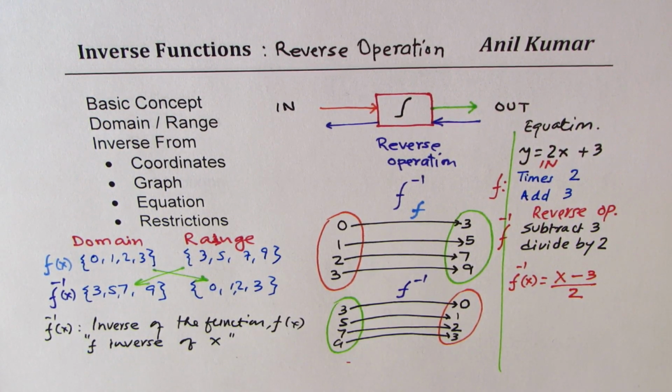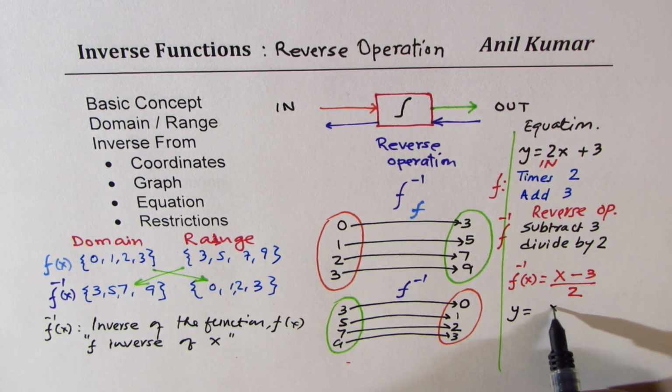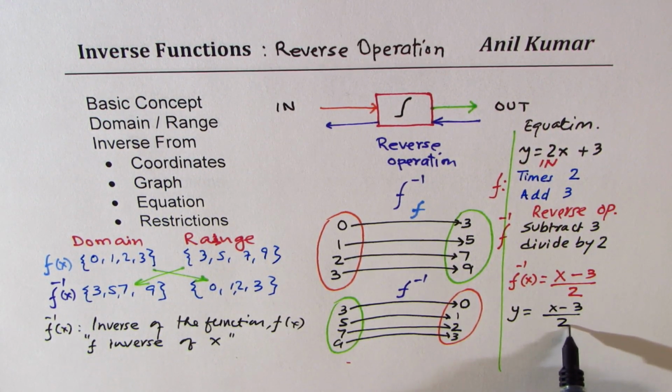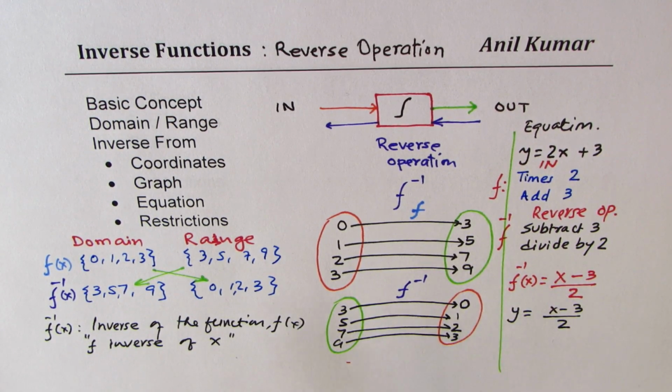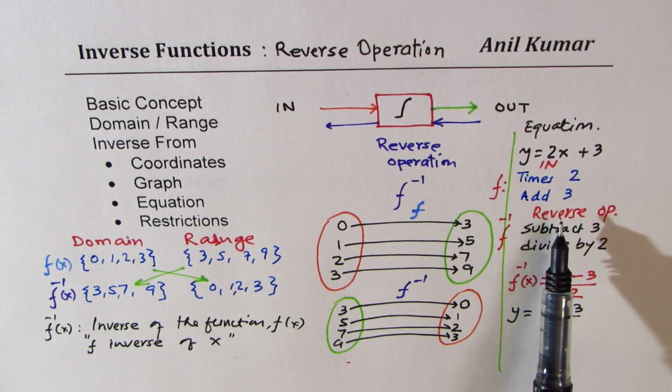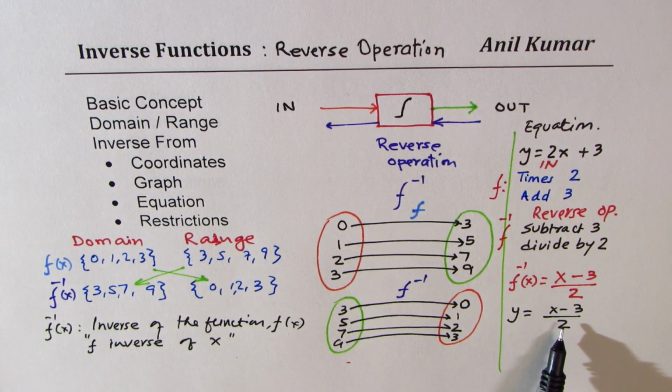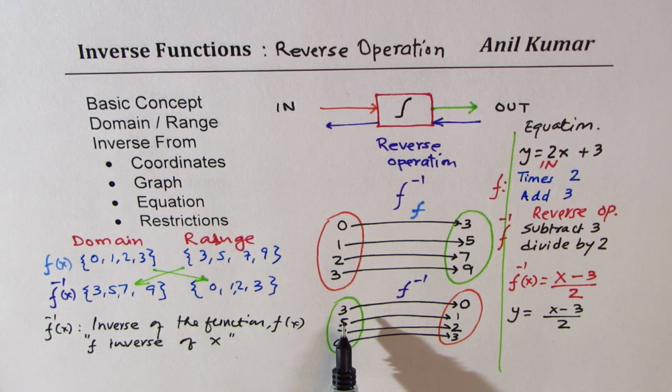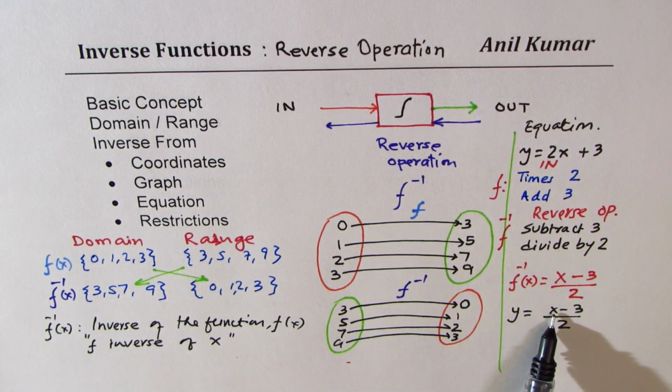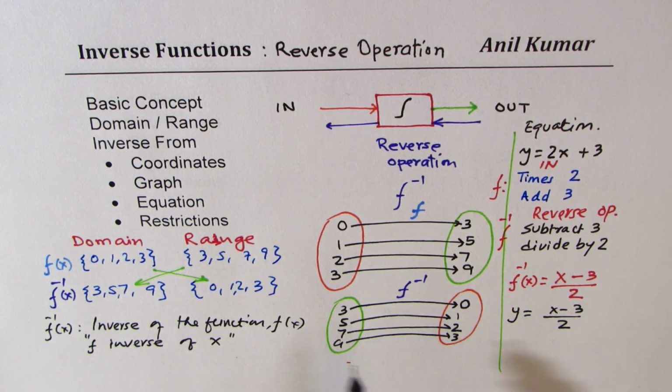Do you see that? Or that is the function notation, or we can write this as y equals x minus 3 divided by 2. So what we have done is we actually reversed the operation literally and got some equation. Let us check. If I substitute 3 for x, 3 minus 3 is 0, we get 0. If I substitute 5, 5 minus 3 is 2, 2 divided by 2 is 1. 7 minus 3 is 4, 4 divided by 2 is 2. 9 minus 3 is 6, divided by 2 is 3.